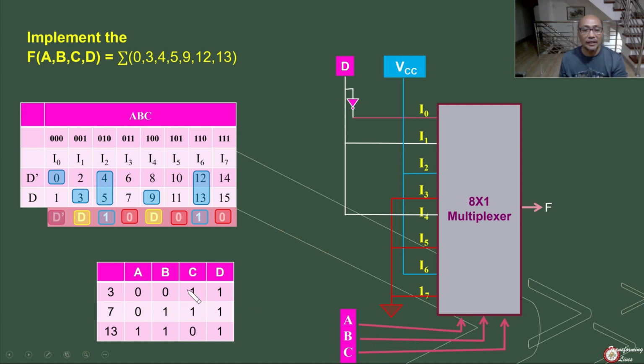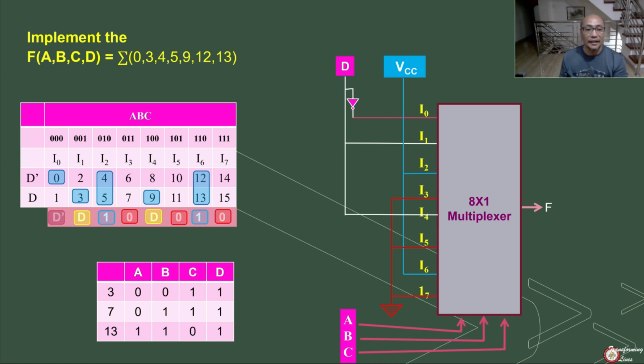And with that, we'll be selecting I1. And I1 is connected to D. What's the value of D? D is equal to 1. Therefore, our output will be equal to the value for D, which is 1. Is that correct? Our function F will be equal to 1 with an input equivalent to 0, 0, 1, 1. So since 3 is in our equation, it will be equivalent to 1.